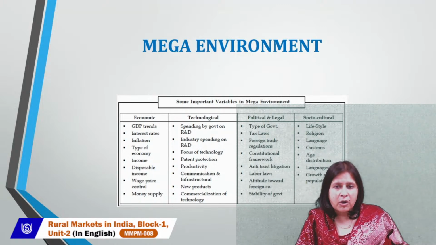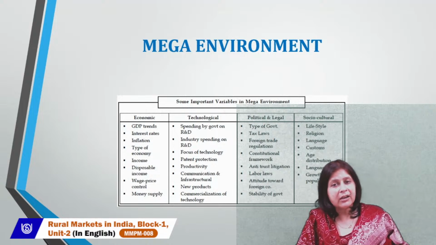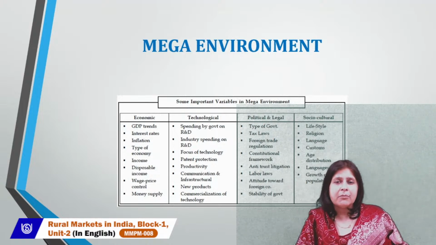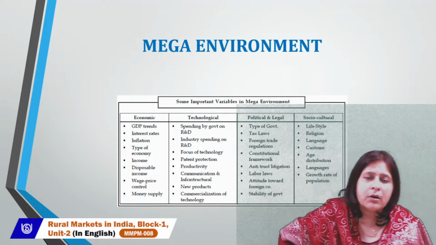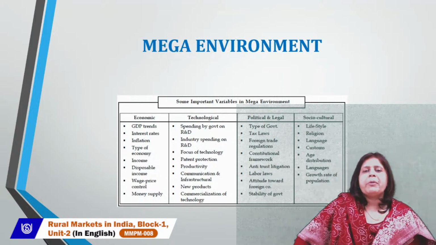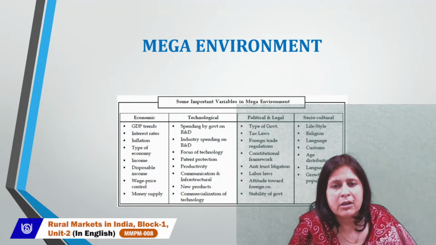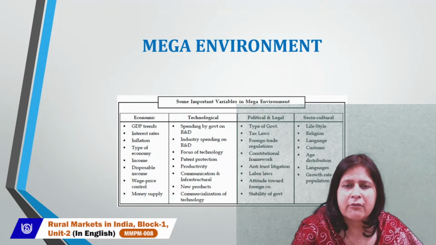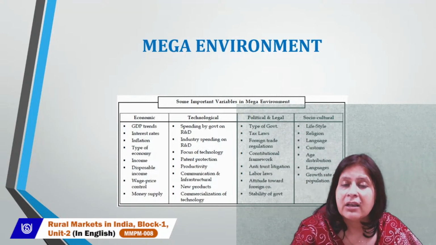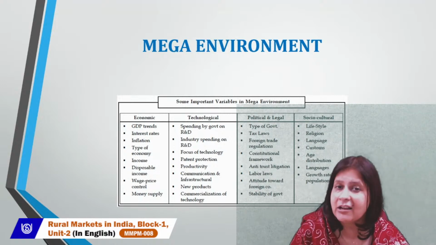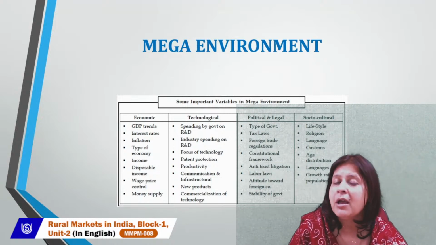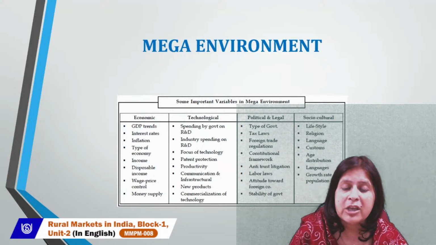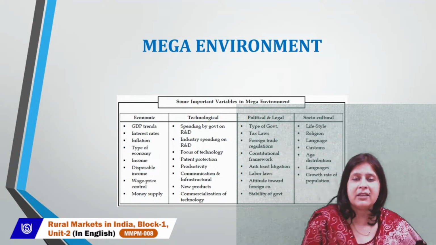Then the type of economy, what type of economy it is, also impacts, right? Then income impacts the economy, right? Well, if people have money, they will prefer to spend more money on their needs, wants, or even on hobbies. If the income is low, they will not prefer to spend much money, or their purchasing power will be less, right? Then the disposable income is important. Not just income, but the disposable income, how much they can spend. Then wage and price control plays a very important role, and money supply in the market, right?